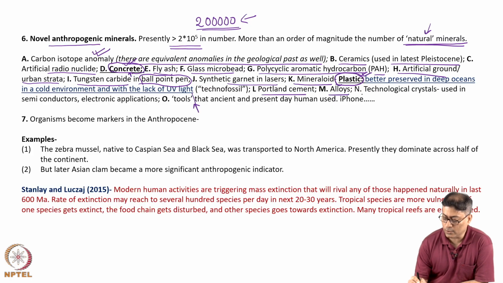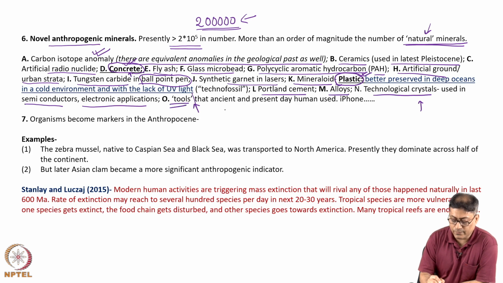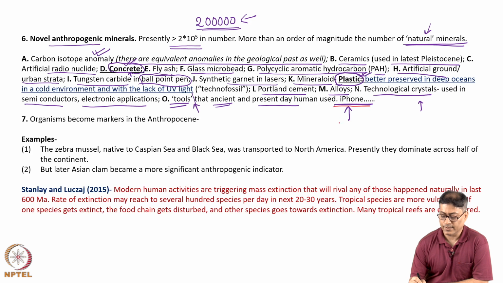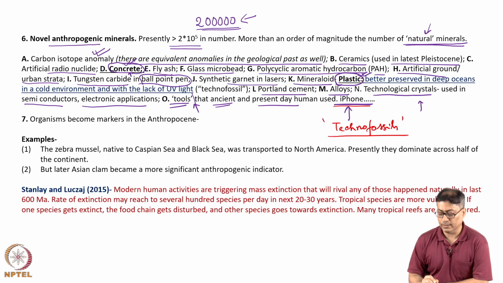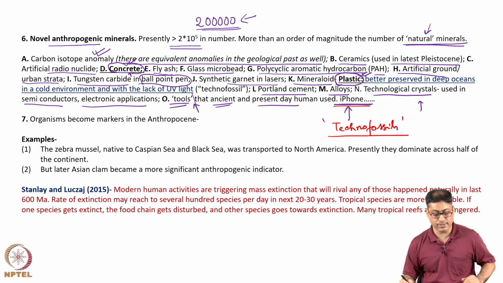The Portland cement, the alloys, technological crystals used in some semiconductors, not getting into their detail, the electronic applications, tools that have been used in the ancient time and also in the present day, for example, iPhone or other kinds of phones. These materials have been fashionably called technofossils. Just as fossils indicate in a vertical column how the organism has evolved, if we look at the mobile phones, with time its complexity has increased. So, certain mobile phones can now indicate certain time range in the recent past. In that way iPhone or other mobile phones can be called technofossils, and there are other technofossils as well.